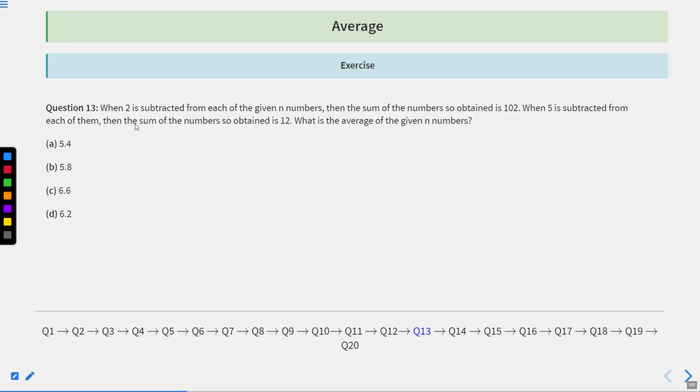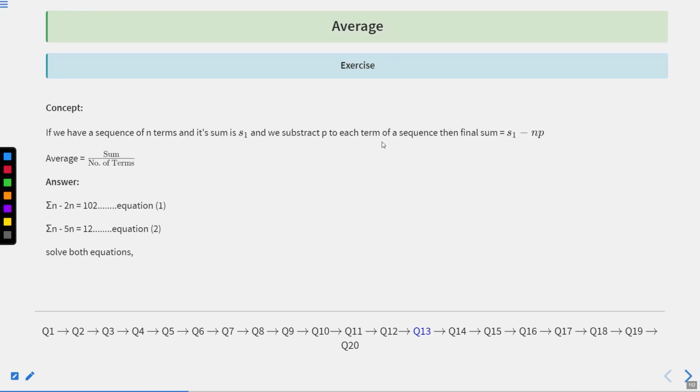When 2 is subtracted from each of the given n numbers, then the sum of the numbers so obtained is 102. When 5 is subtracted from each of them, then the sum of numbers so obtained is 12. What is the average of the given n numbers? So we have some numbers, and when 2 is subtracted from each of them, we get sum equal to 102. And when 5 is subtracted from each number, we get sum equal to 12. So what is the average of given numbers? That's what we want to find.